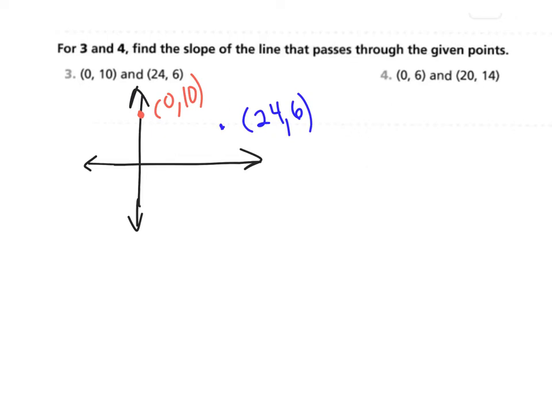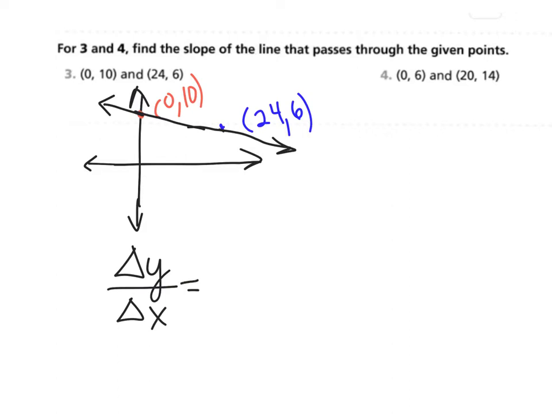So just by sketching this out, even though this isn't an exact drawing, we might have an idea that this is a negative slope. So change in y over change in x. I like to start with the point further to the left. That helps me to get my change in y first, and then my change in x.